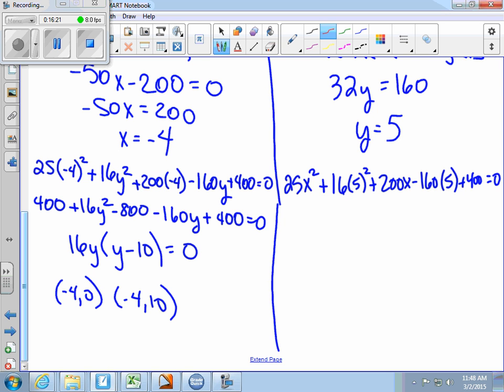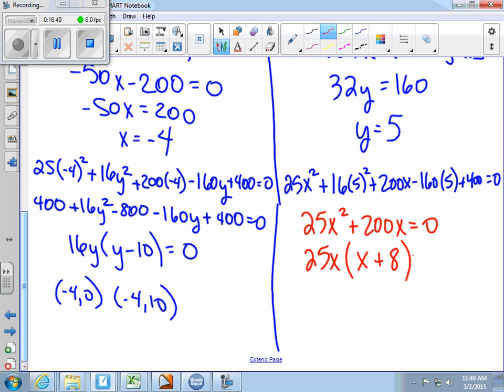Which is still 400. That's minus 800. So those go away again. So 25x squared plus 200x equals 0. I can factor out a 25x. Plus 8, right? Is that right? So I get 0, 5, and negative 8, 5. For my points of horizontal tangents and points of vertical tangents. Yuck, I know.